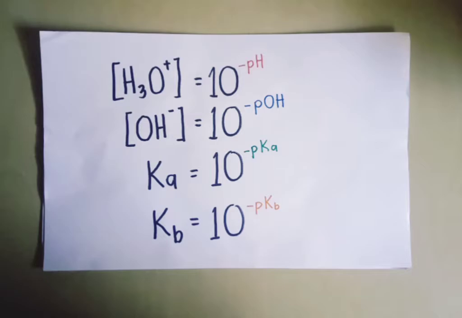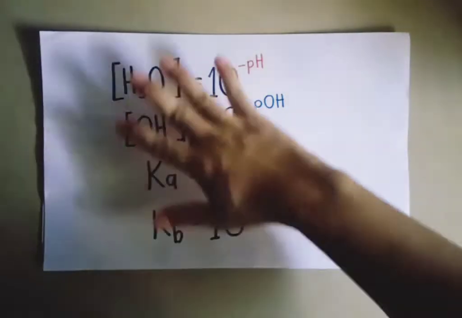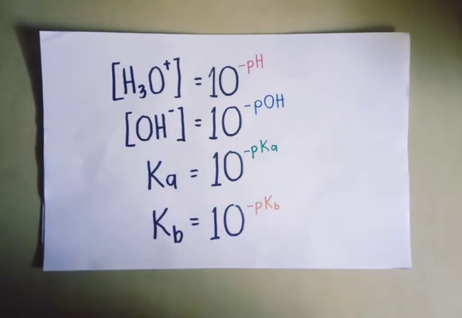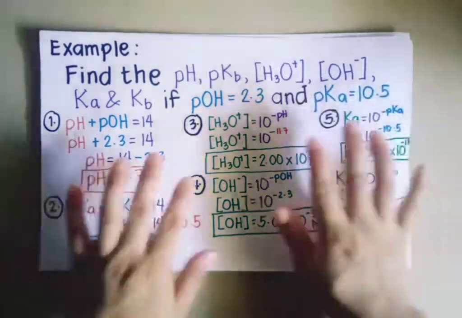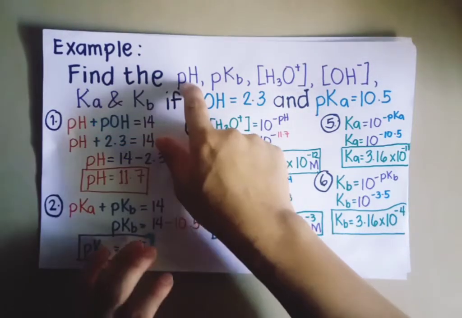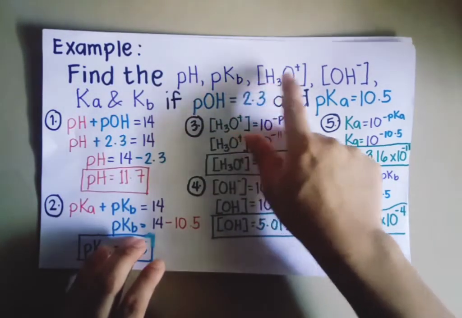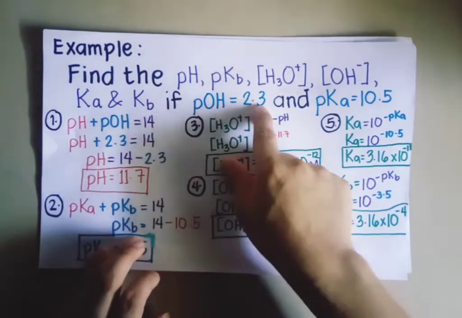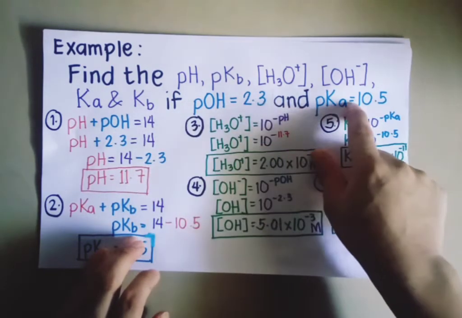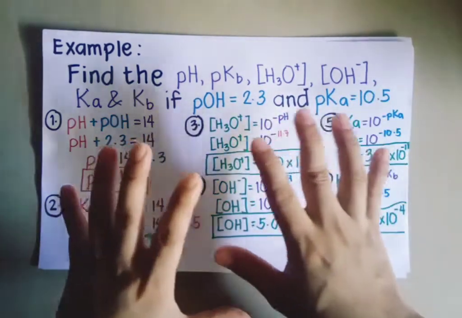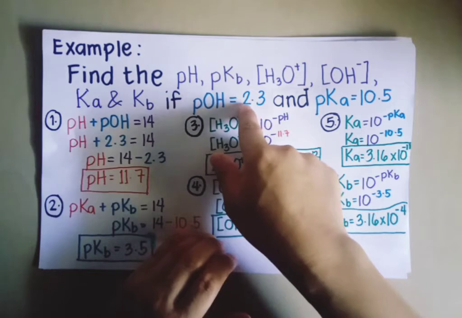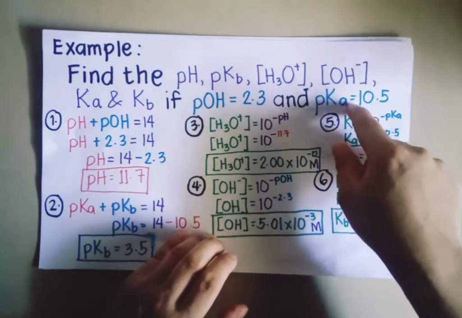Now let's give an example of a problem where we can use these formulas to find the hydronium ion concentration, hydroxide ion concentration, Ka, the dissociation constant for acid, and Kb, the dissociation constant for base. So let's have this problem. Find the pH, pKb, hydronium ion concentration, hydroxide ion concentration, Ka, and Kb if pOH is 2.3 and pKa is equal to 10.5. So obviously we have two given values, the pOH which is 2.3 and the pKa which is 10.5.